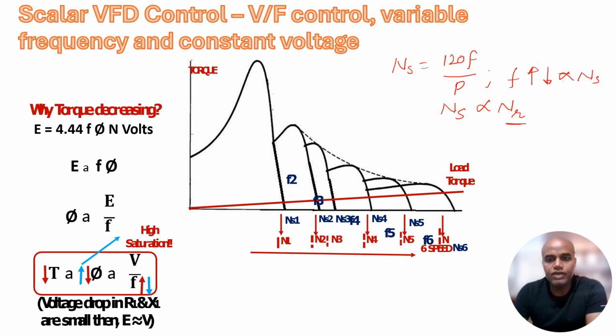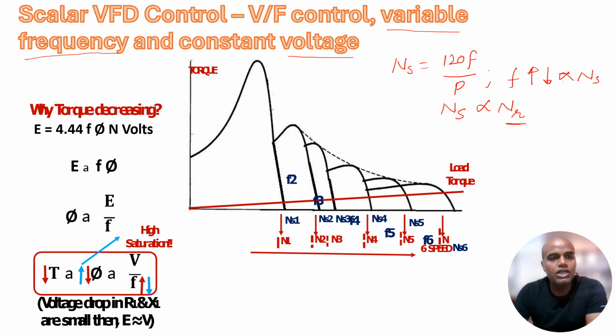under this category, first let's say we only vary the frequency. So the first method is that I'm only varying the frequency. Let's understand the implications of only varying the frequency and keeping the voltage constant. The voltage we are talking about is what we supply to the stator of the induction motor. Let's take, for example, an induction motor.